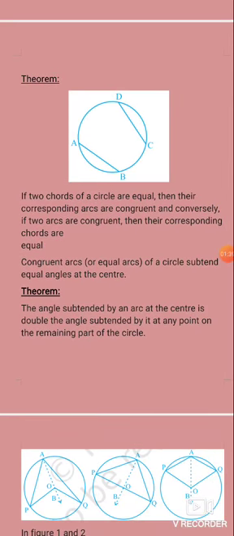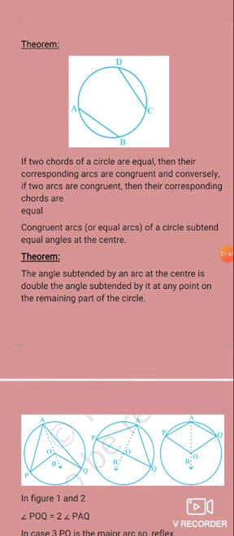Next, the theorem. Listen carefully to this one. The angle subtended by an arc at the center is double the angle subtended by it at any point on the remaining part of the circle. So listen carefully to that theorem. It is important also. The angle subtended by an arc at the center is double the angle subtended by it at any point on the remaining portion of the circle.